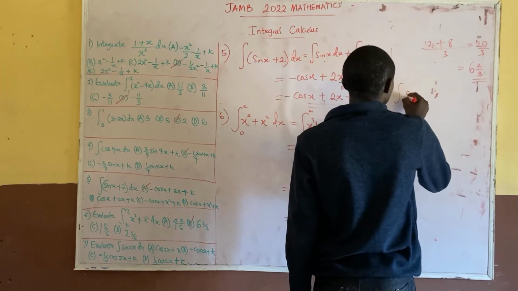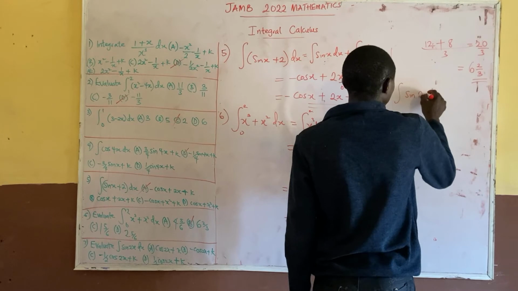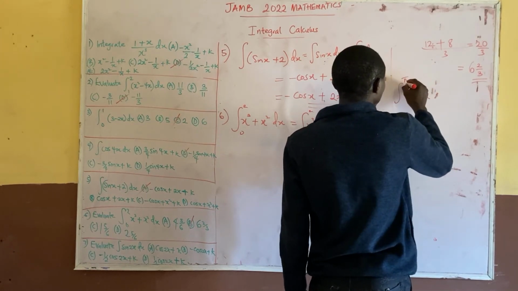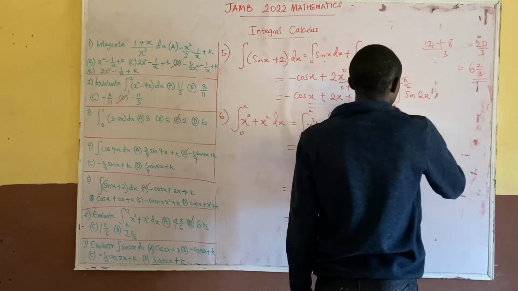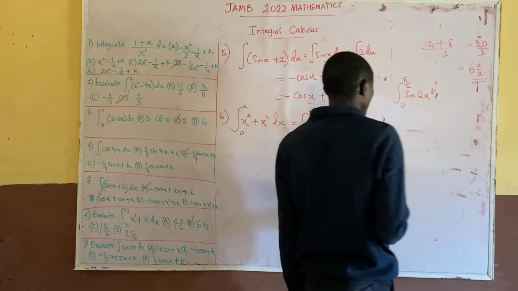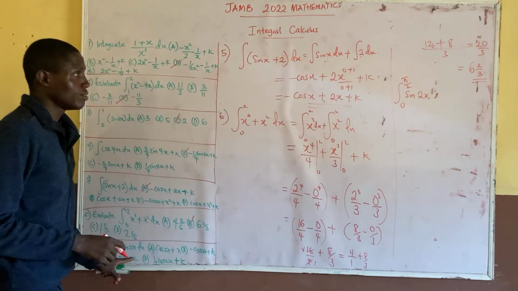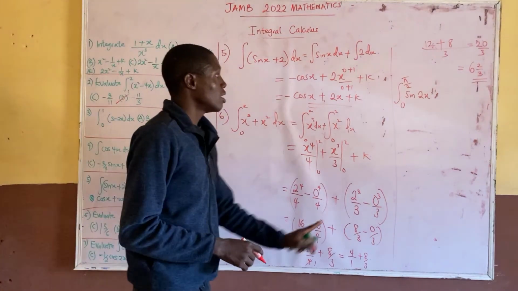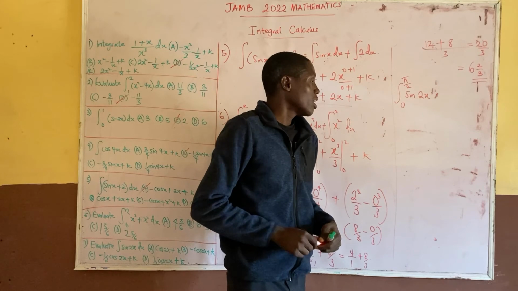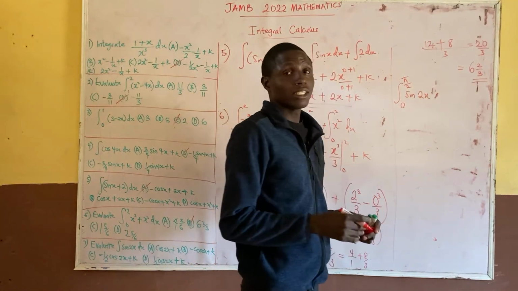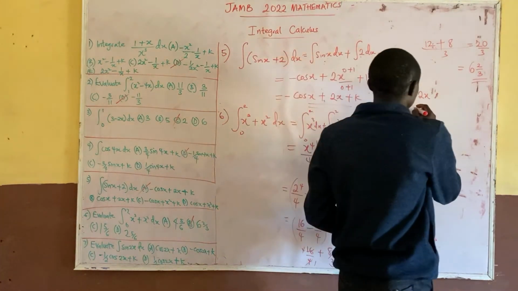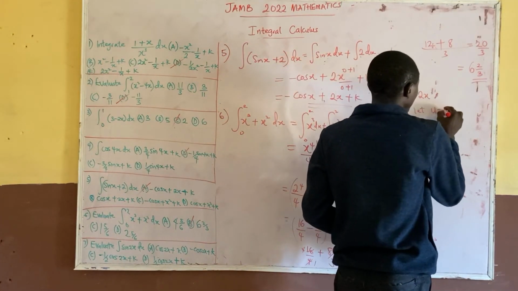Now the last one is evaluate sine 2x. Let me now include the boundary to it, pi over 2 and 0, because there are some questions like that. Now if I want to solve this, it's a function of a function and it still has a boundary. So the first thing is let u equal to 2x.